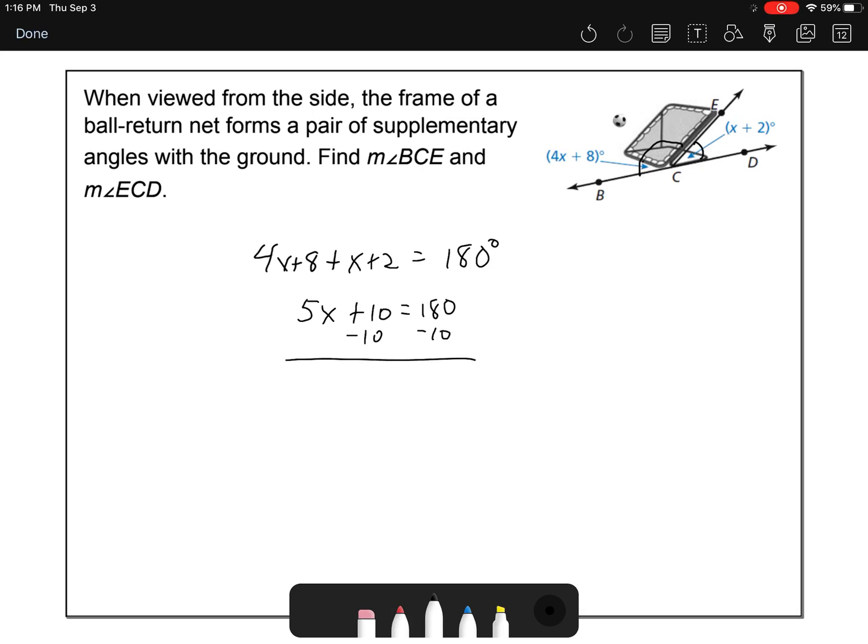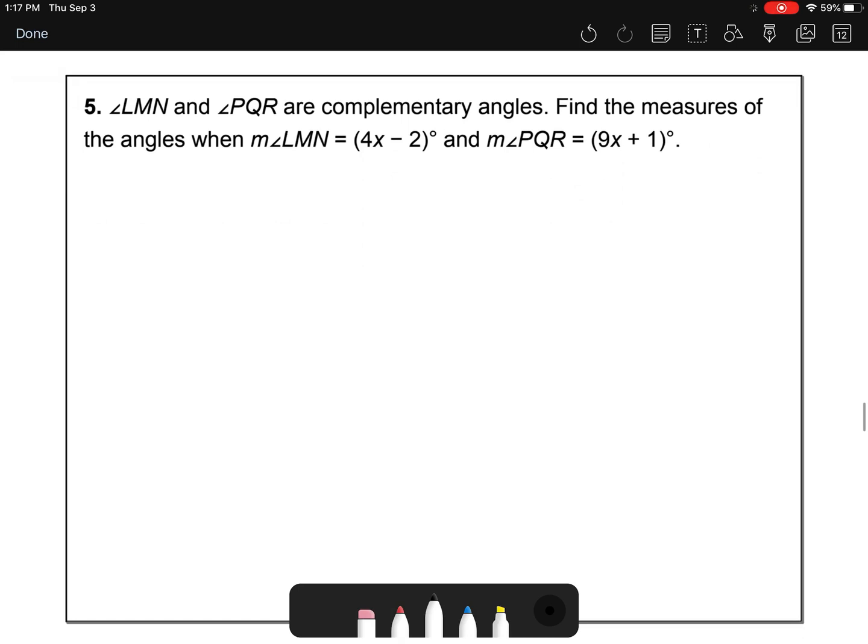So again, we're going to combine like terms. Then we're going to subtract. And we get 170 divided by 5. So x is 34. Now that's not the answer, is it? We got to plug 34 in there. So ECD is 36. So I believe this should be 144. Check the math here. 34 times 4 is 136. And if you add 8, you get 144.